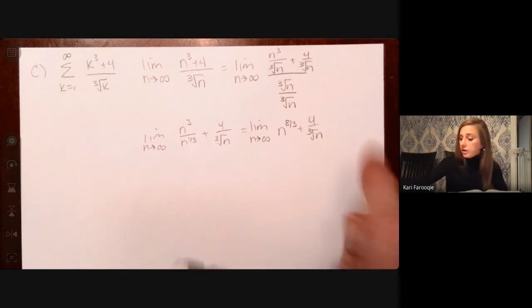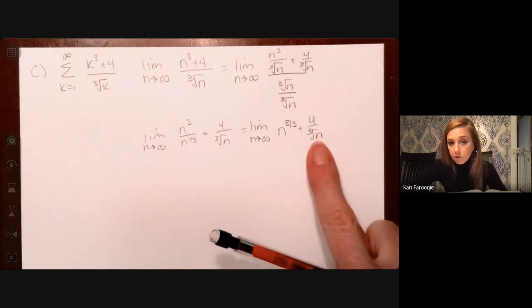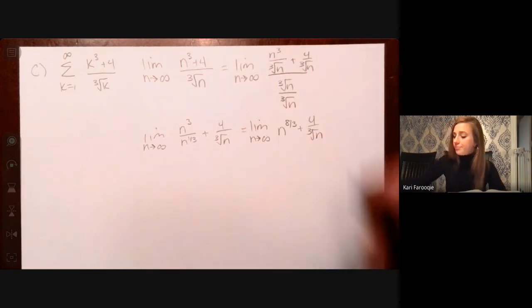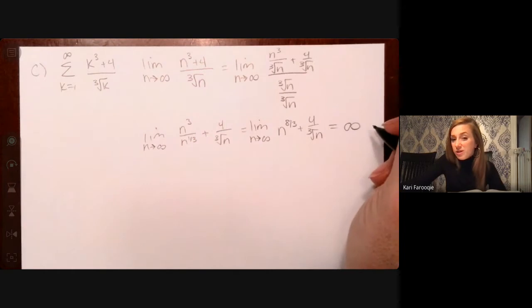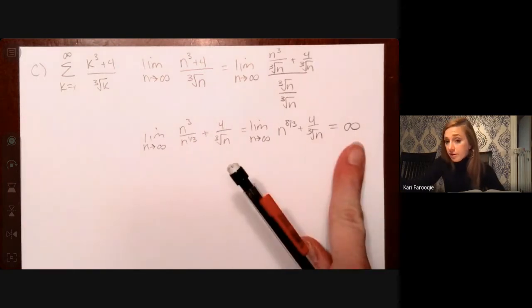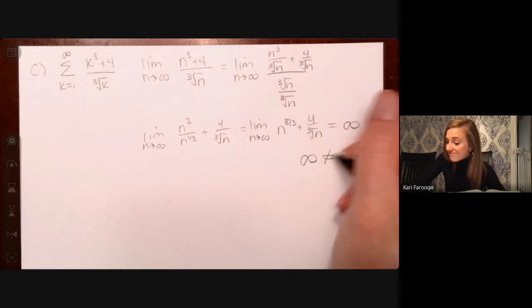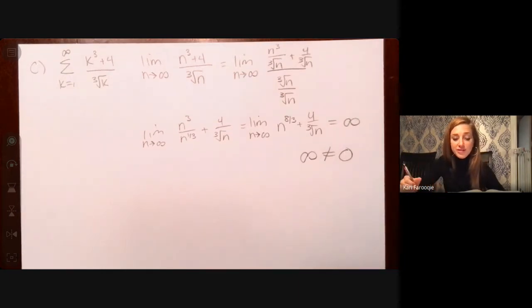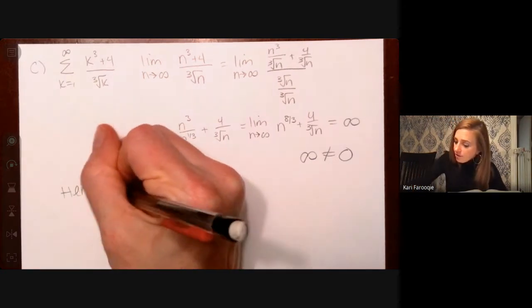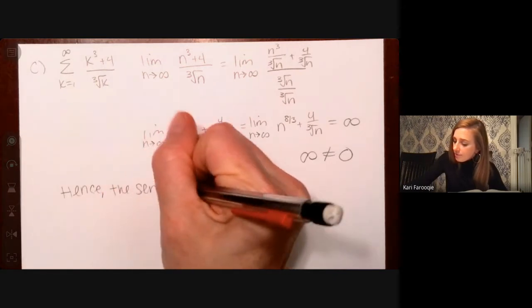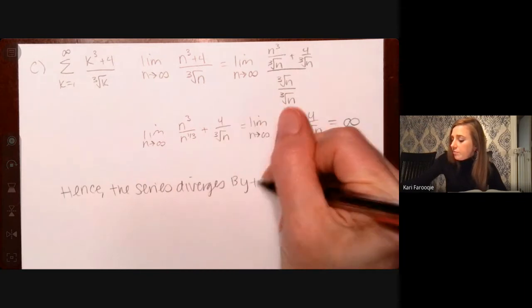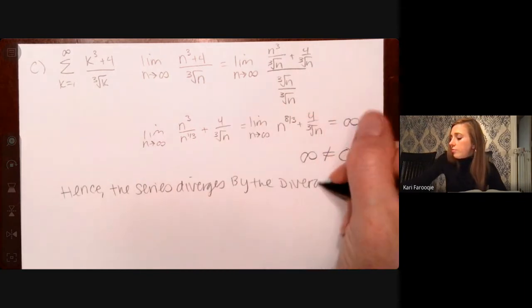And now you can see that even though you're going to get this term to zero out when you take the limit as n approaches infinity, this term is going to approach infinity. So infinity plus 0 is infinity. Because infinity is not equal to 0, that's a great conclusion for us. That means that our series diverges. I'm going to say hence the series diverges by the divergence test.